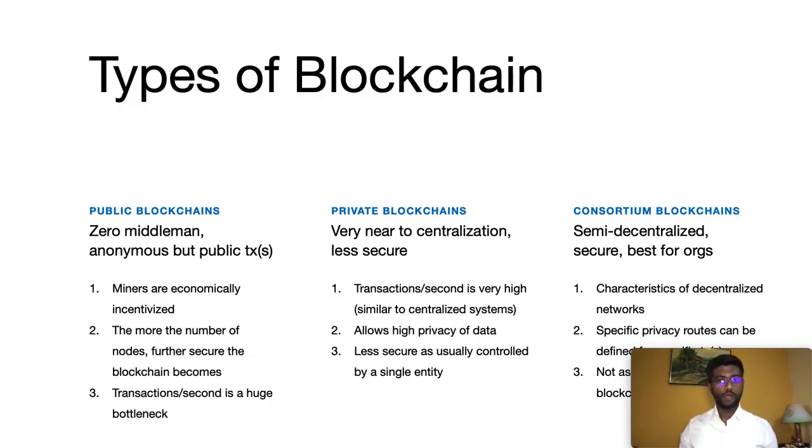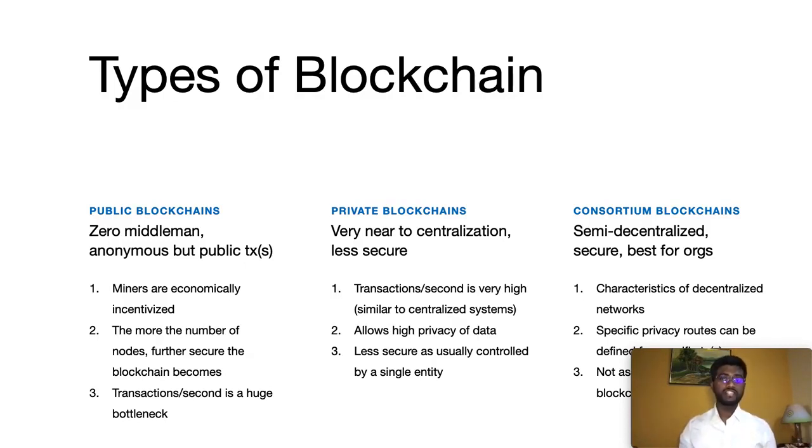Let us go to private blockchains. As we discussed earlier, this goes very close to a centralized form of network because it is controlled by a single authority. However, the throughput is very high because the mining requirements are very low. Also, private blockchains allow high privacy of data because of being confined in a single entity-based network.